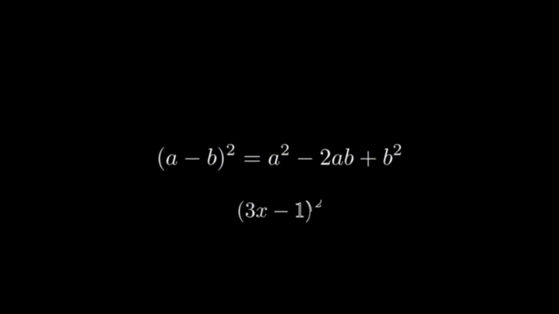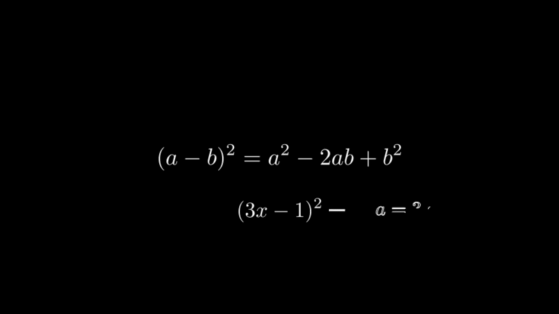Let's examine the binomial square formula, which allows us to expand expressions of the form (a - b)² without having to multiply everything out manually. Our task is to expand this expression, (3x - 1)². We'll use the binomial formula we just saw to make this process systematic and efficient.